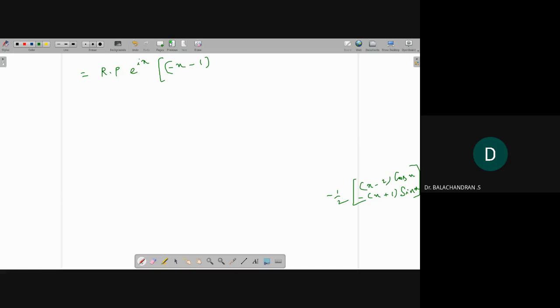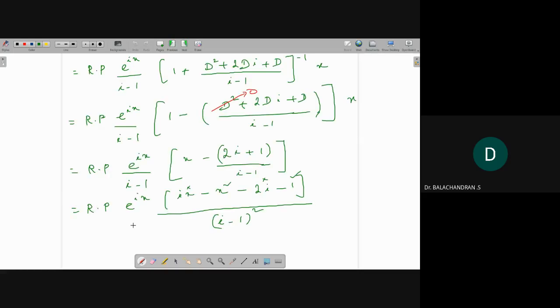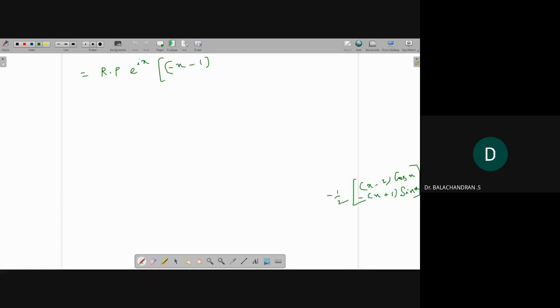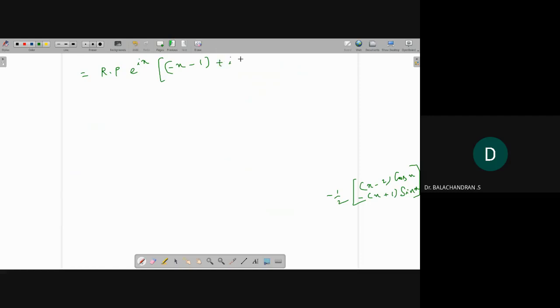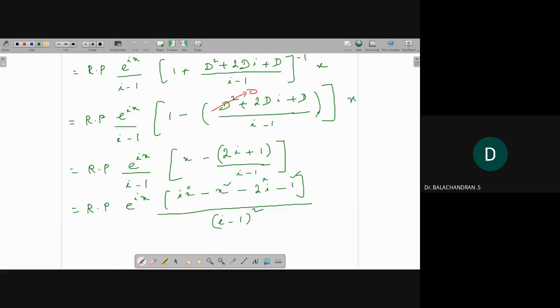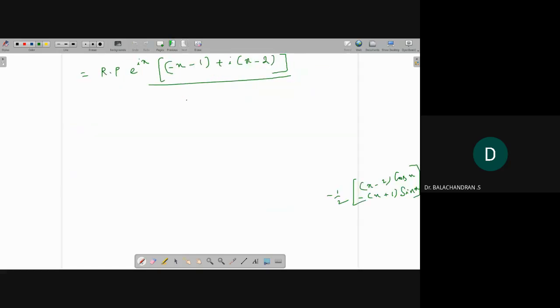Now I will do it here. Previous step, that is the real part of e power ix. So what is the real part? Minus x minus 1 I wrote here, and the imaginary part, I take I commonly, so plus I into x minus 2, divided by I minus 2 whole square, I square plus 1 minus 2i. So now this is equal to real part of e power ix.